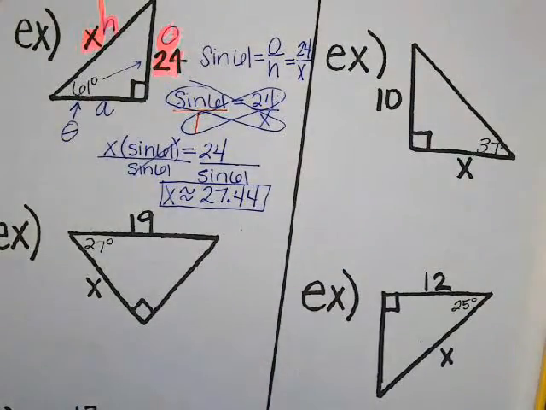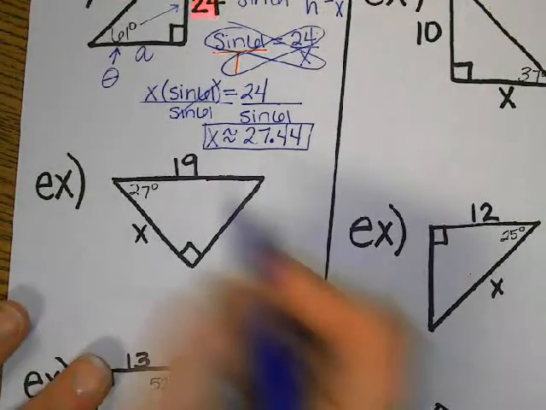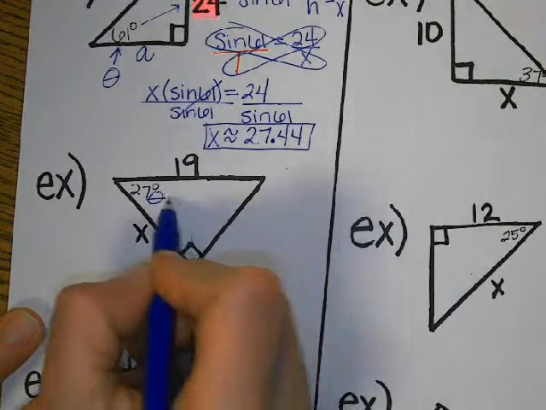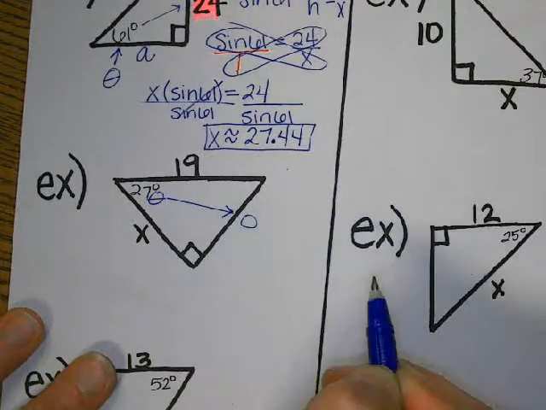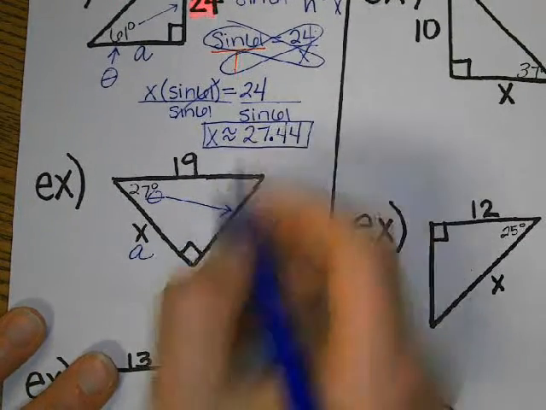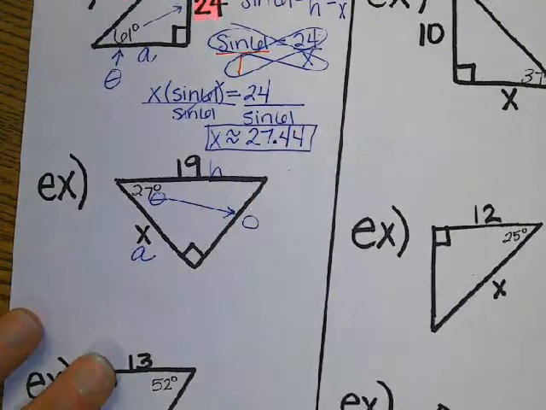Alright, let's look at number 2. So number 2, or the second one on this page, let's label what we have. So theta is this 27, that's theta, and across from it, that's going to be opposite. Touching it, that's going to be adjacent. And this is across from the right angle, so that's going to be our hypotenuse.